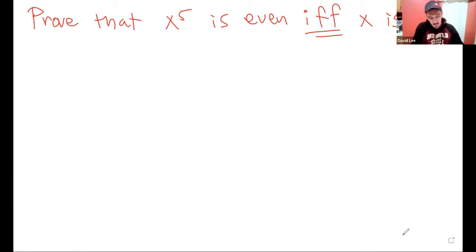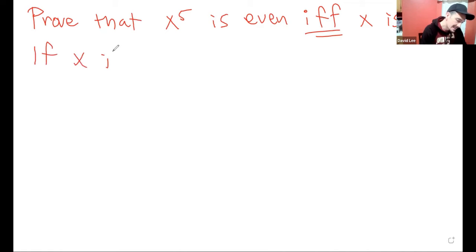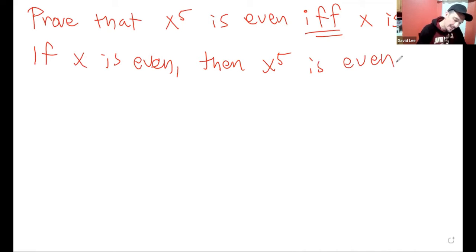So this is one of those proofs that's like a two-way street because it's an if and only if. So why don't we begin by proving the easier case? And the case would be: if x is even, then x to the fifth is even. So this is the easier of two paths. And so let's begin this proof here.